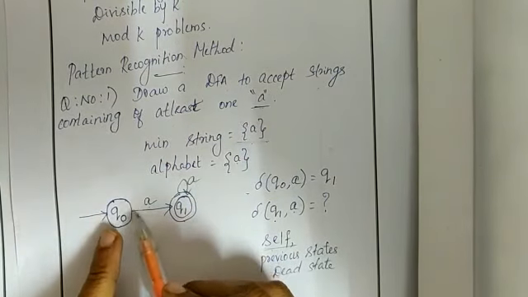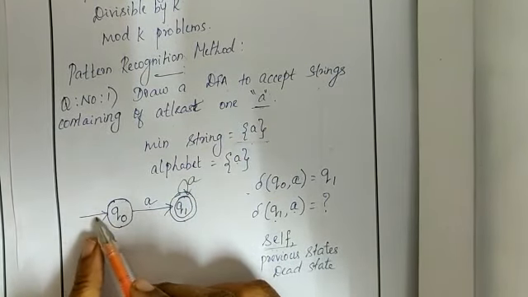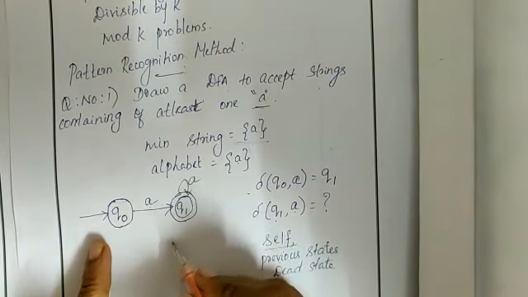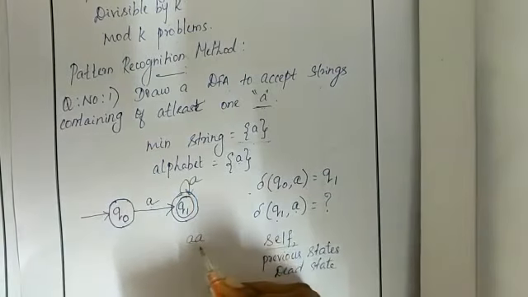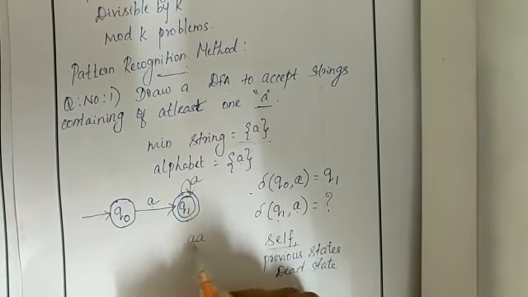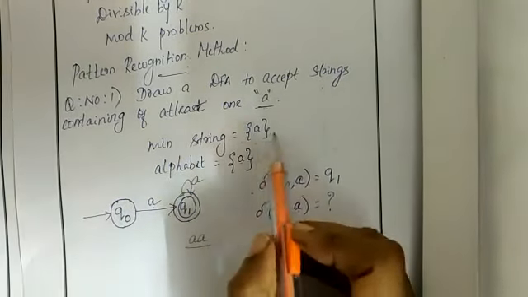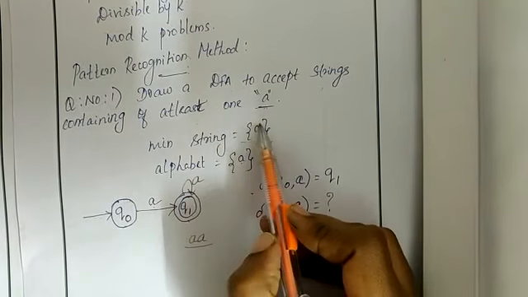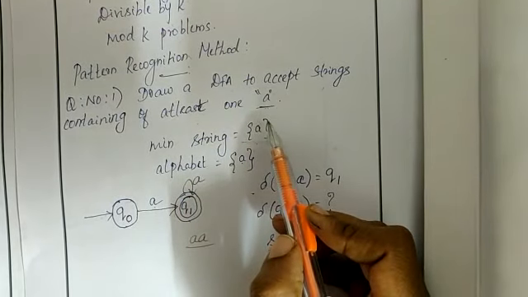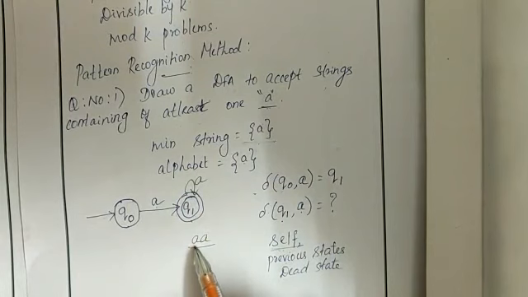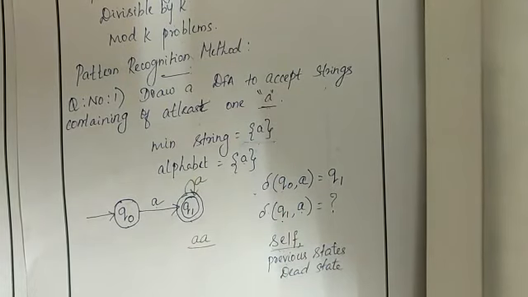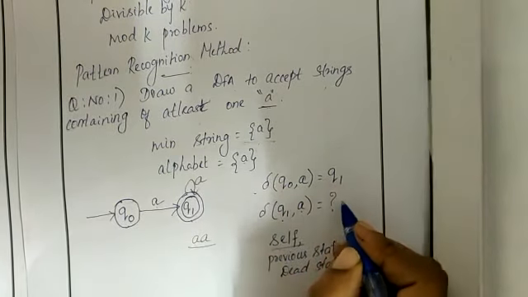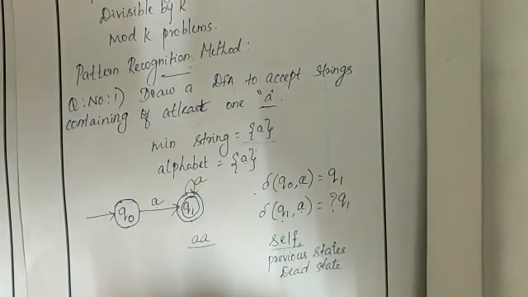So now I'll write the strings, starting from the start state. So I'll be having A. This is my string. Check the string. What is my condition? It should have at least one A. What is the meaning of at least one A? One or more. So I have at least one A, so this marking is right. So here I will write Q1 comma A is nothing but Q1.